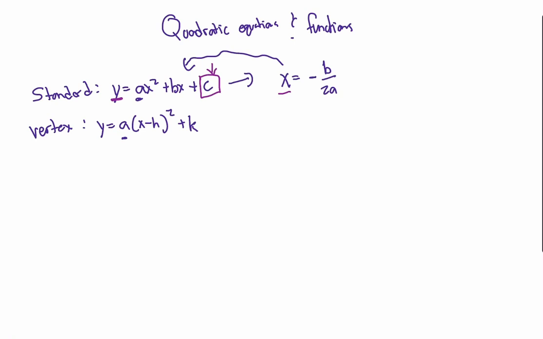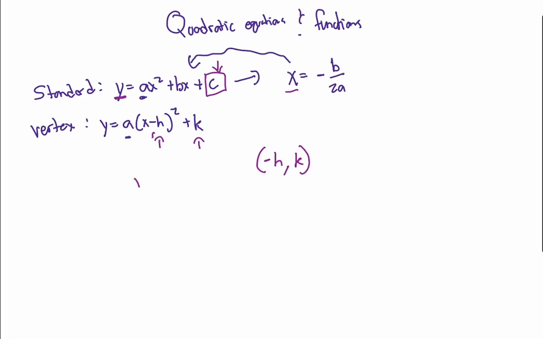Looking at vertex form, to get the vertex, you would want to look at your h value and your k value. And your vertex is simply going to be h, comma, k. The reason we have to flip the sign of h is because if you look inside the parentheses, there's a minus sign in front of our h term. So we essentially have to look at the sign and flip it in order to get our vertex.